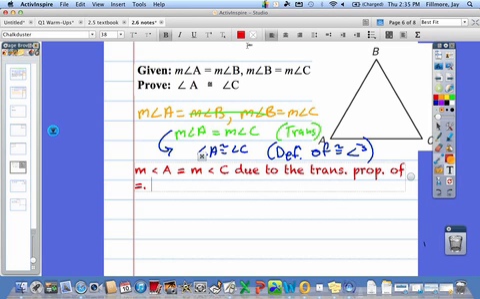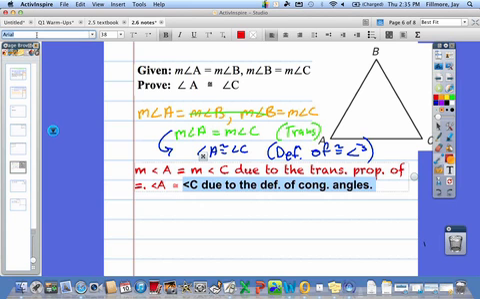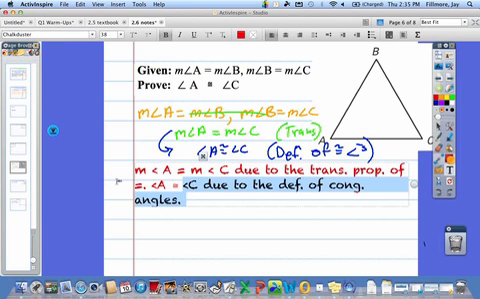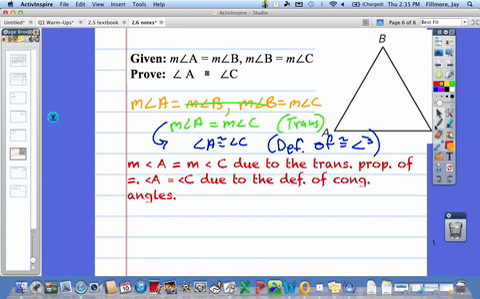And then angle A is congruent to angle C due to the definition of congruent angles. And there we are. So again, you're writing something informal here to prove that the last statement is true, that angle A is congruent to angle C. We know that because of the transitive property and the definition of congruent angles. Let's take a look at another one.